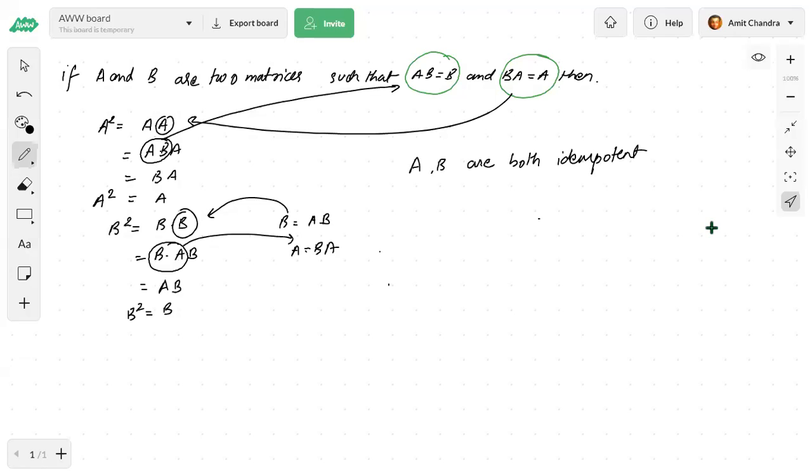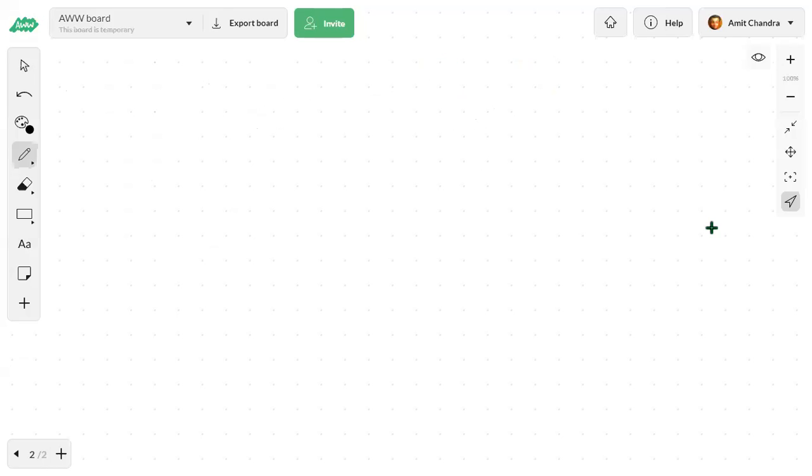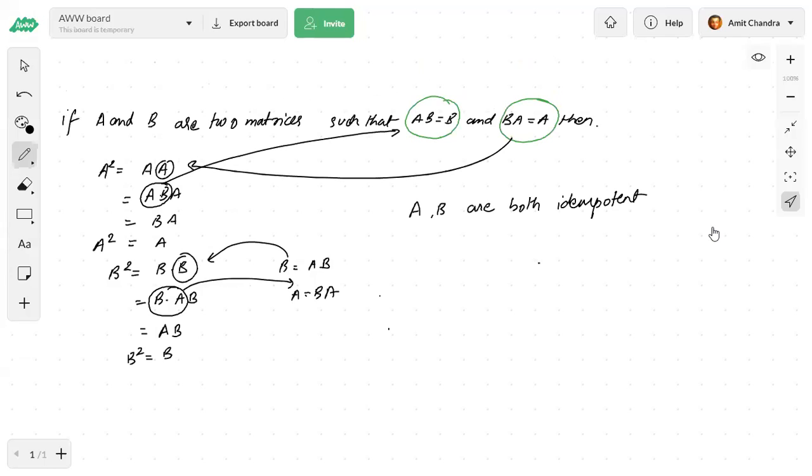Okay, so let's copy this one. Okay, I hope this one is clear.